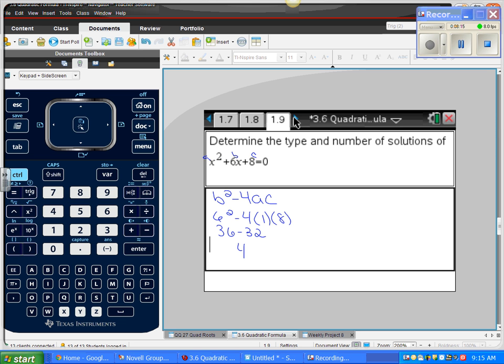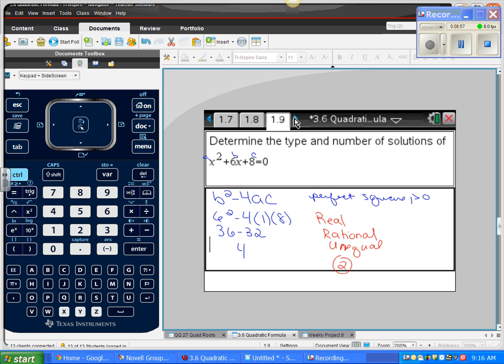All right, so where does that fit into the rules that we just did? What kind of number is 4? Yeah, it's a perfect square. What else? And it's greater than 0. Great. Perfect square and it's greater than 0. So what kind of solutions do I get? Good. Real, rational, unequal. So how many are there? 2. Great, 2 solutions. Two real, rational, and unequal solutions. Nice job.